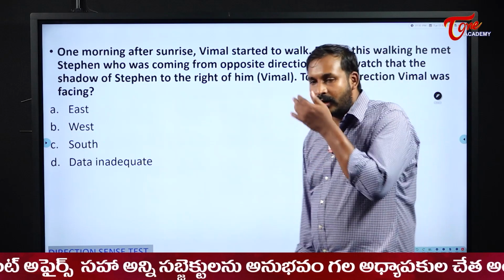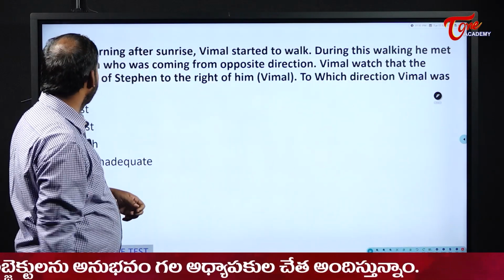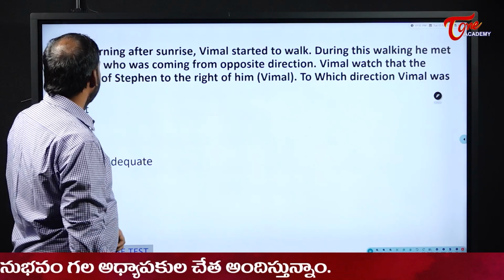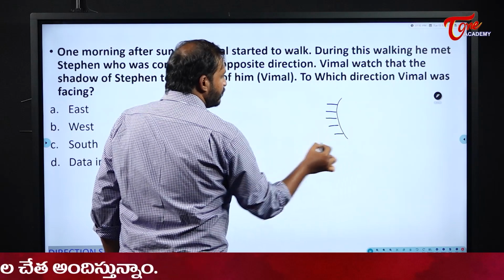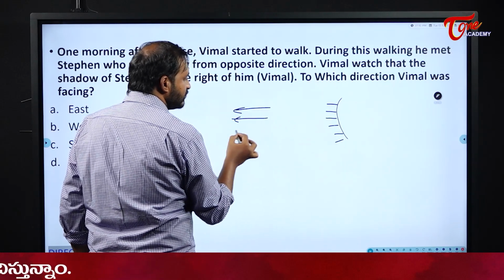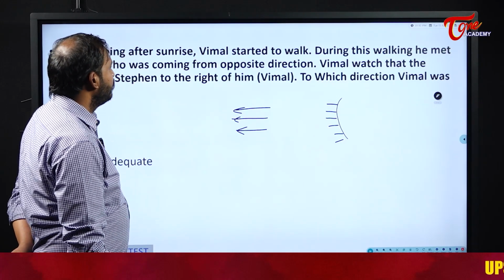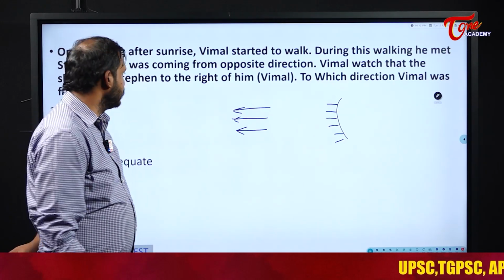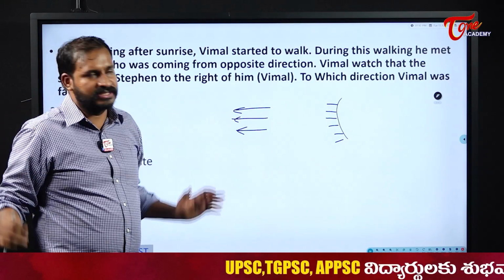Next one. One morning after sunrise. One morning after sunrise means what? This is the case, and the shadows will fall like this. Yes sir, shadows will fall like this. During this, Vimal started to walk. During this walking, he met Stephen, who was coming from the opposite direction. That means once again they are face to face.